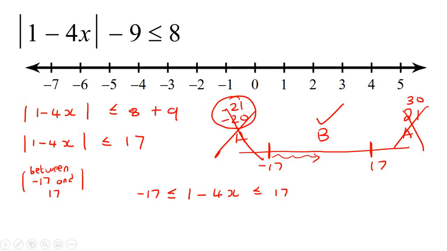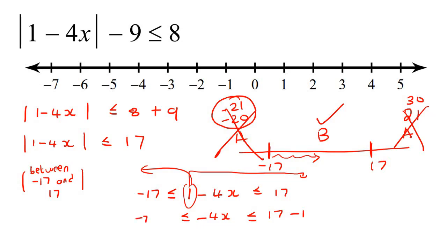And so now this question you need to solve by getting this x by itself. So step 1, we are going to take this positive 1, we're going to take it to the left and we're going to take it to the right. So we're going to end up with the following: minus 1 on that side and, whoopsie, minus 1 on that side. So we end up with minus 4x smaller than or equal to 16 and bigger than or equal to minus 18. Okay.